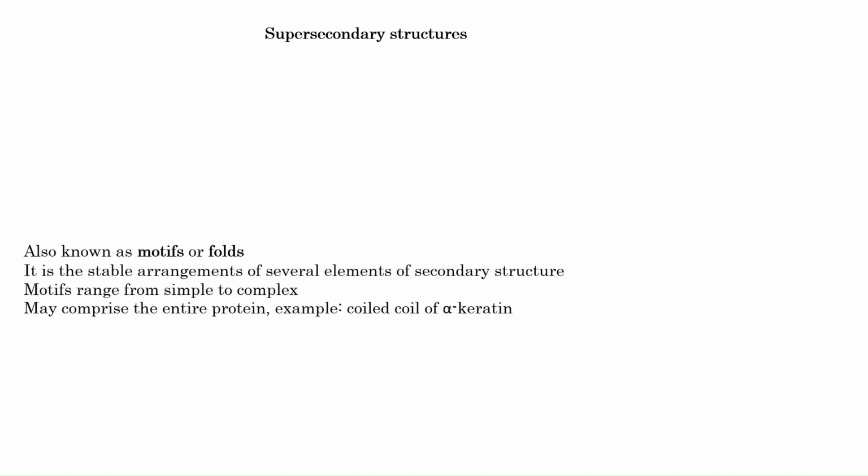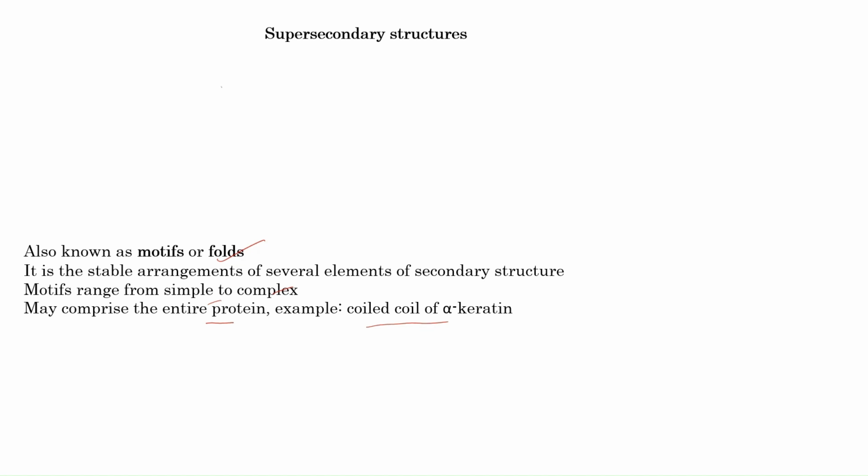Now what are supersecondary structures? A supersecondary structure is a stable arrangement of many secondary structures. These are also known as motifs or folds. This can be simple or complex. Sometimes an entire protein can be a supersecondary structure, for example, the coiled coil of alpha keratin. So a supersecondary structure is a combination of many secondary structures.